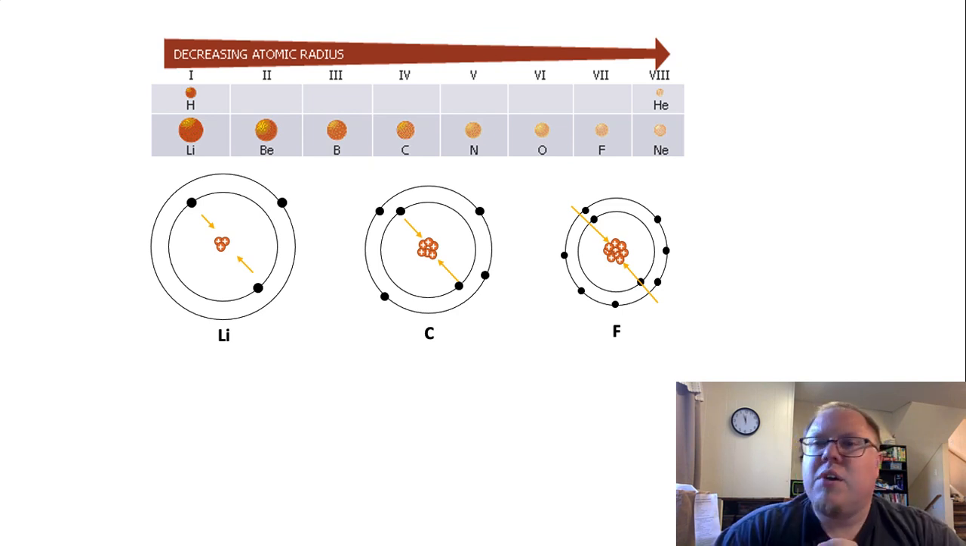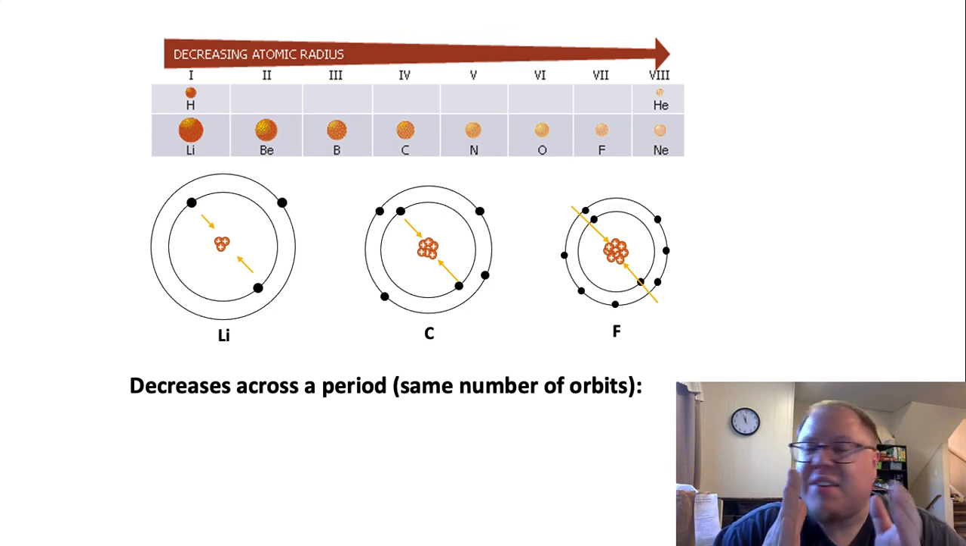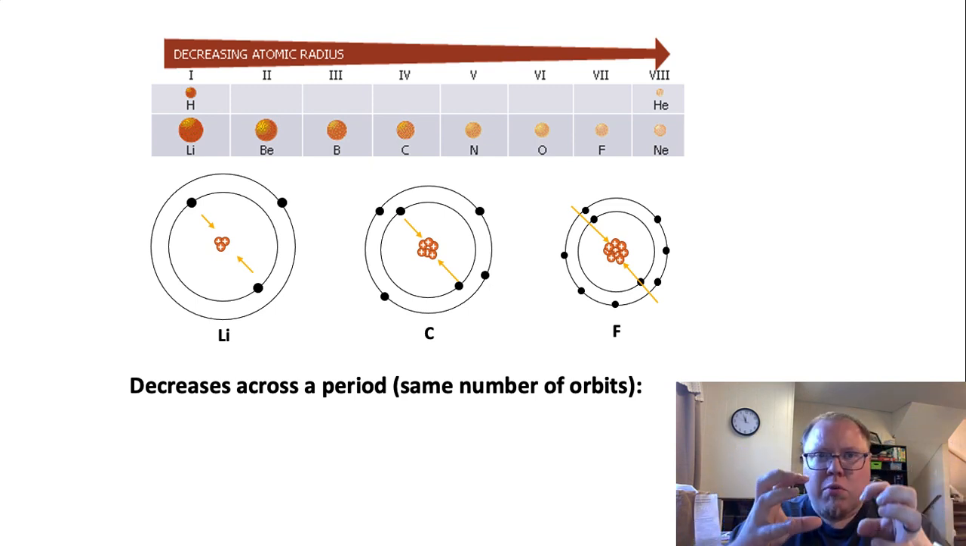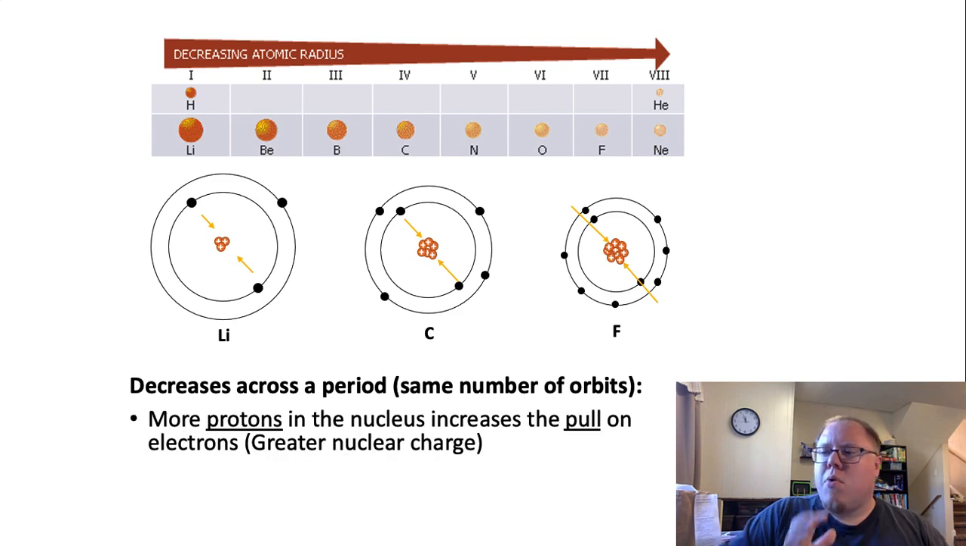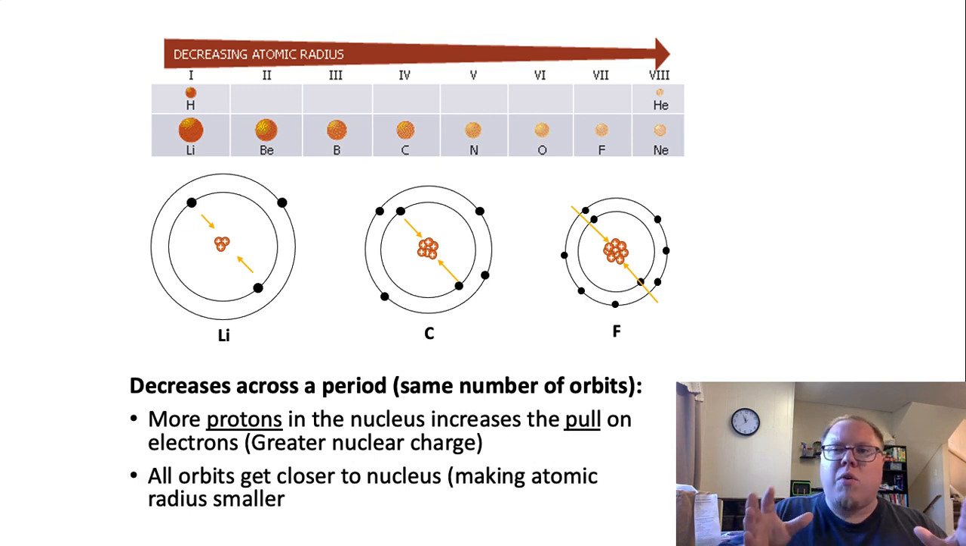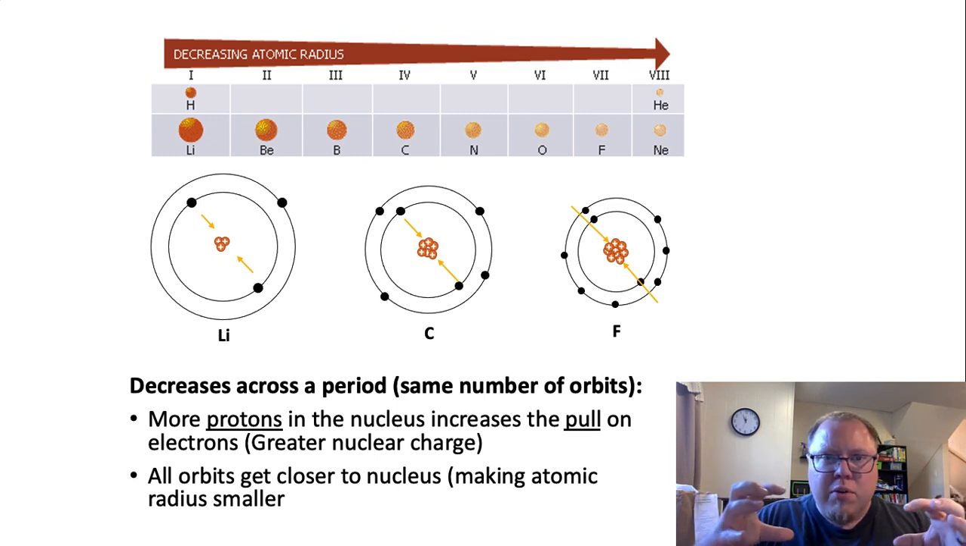It gets denser. So the pattern here is that the size, or the atomic radius, decreases across a period. You're going to have the same number of orbits here, but as you get more and more protons, it pulls all of those orbits closer and closer. More protons in the nucleus just increases that pull on the electrons, and it pulls them in tighter. So all of the orbits, not just the first one, but the one on the outside too, get pulled in even closer, making the whole atom smaller. Not smaller in mass, smaller in volume, in its size, its radius.